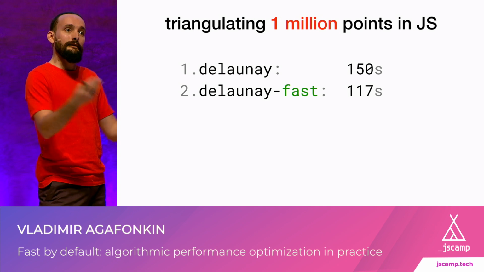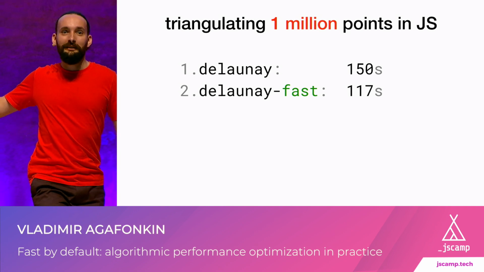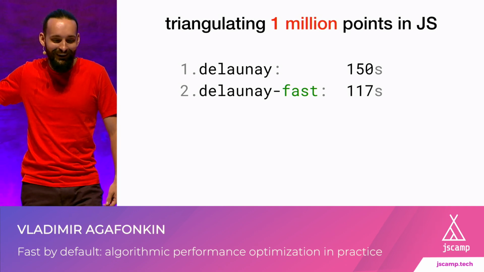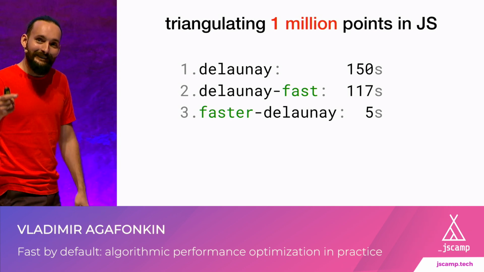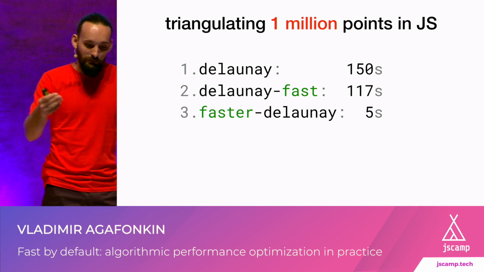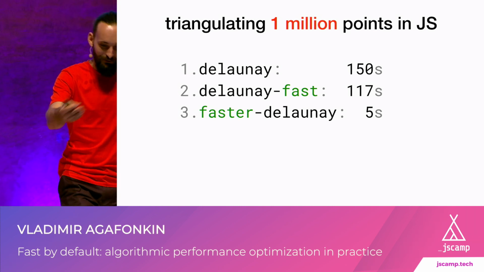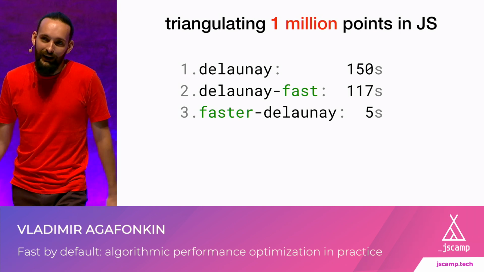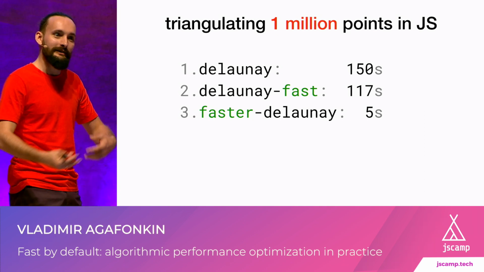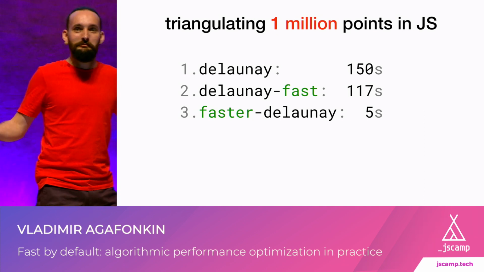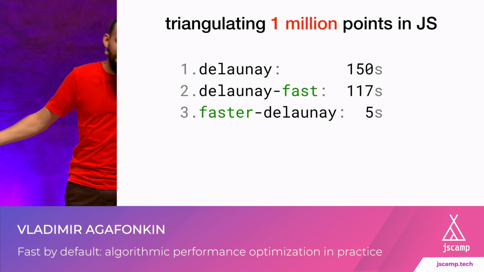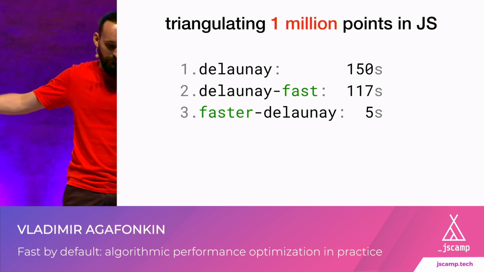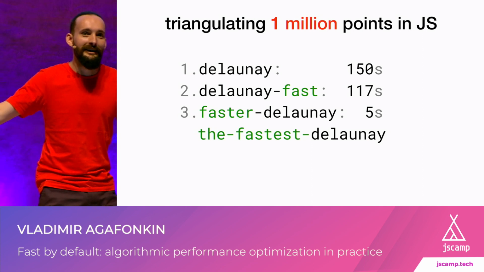And they created a new library. Can you guess what the name is? Faster Delaunay. And it was a huge improvement because it was 20 times faster than the previous library. And of course, this was too fun to pass for me. I wanted to take my own stab at it. And of course, I had absolutely no choice but to name this library the fastest Delaunay.